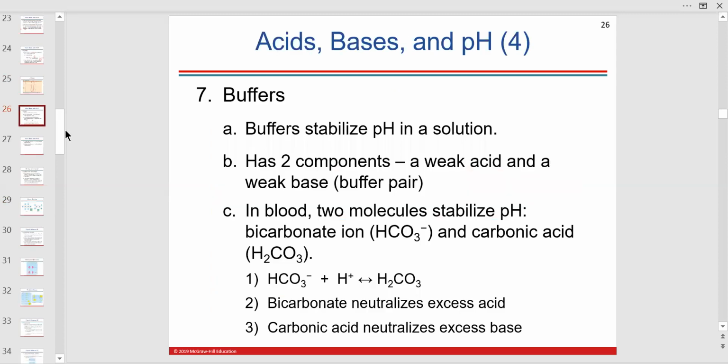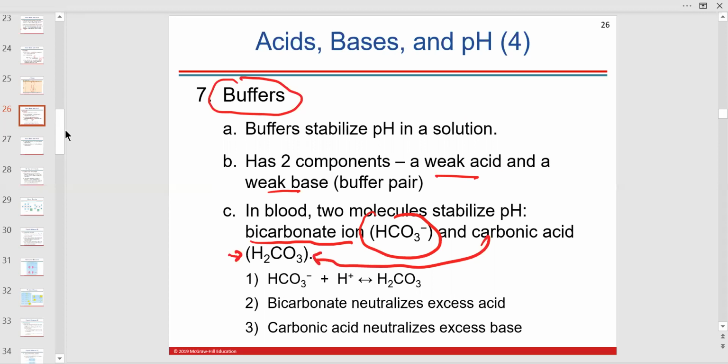Okay, so we need a buffer. It's mostly about buffering acid, but sometimes you have to buffer the alkaline too. So the buffer could be either a weak acid or a weak base. And here's our favorite buffer, the bicarbonate ion. If mixed with those hydrogens, it becomes this, and this is carbonic acid.